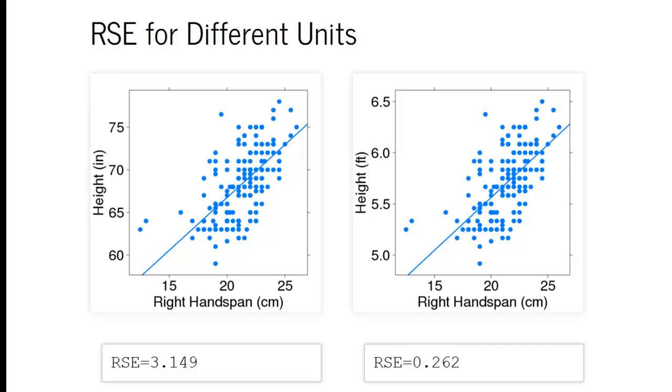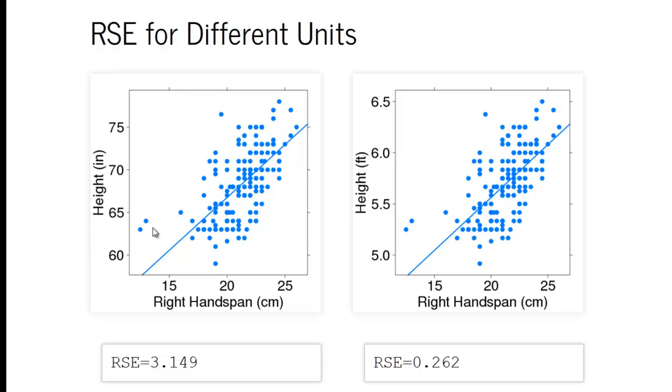Regardless of the unit of measure used in the variable height, the regression line in both of these scatter plots does an equally good job of explaining the variations shown in the data. However, the residual standard error for the scatter plot on the left is much higher than the residual standard error for the scatter plot on the right. Being that the scatter plots look identical here, this difference in residual standard error is a direct result of the change in unit on the variable height.